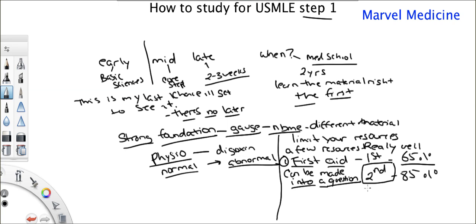So First Aid, you read it first time, second time, read it a third time if you can. And you're probably going to be getting close to 100% here. And the third time when you read it, you're probably going to be saying to me, well, I don't have this much time to be reading First Aid.